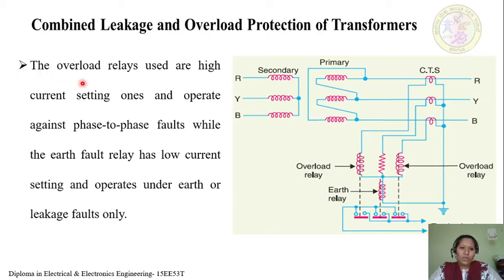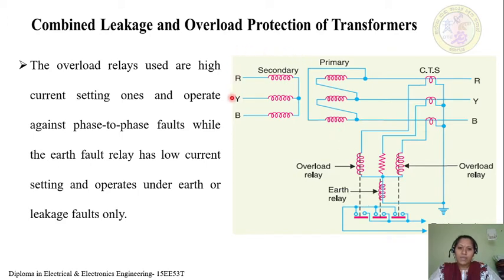Here the overload relays are of high current setting and operate against phase to phase faults, while the earth fault relay has low current settings and operates under earth or leakage faults only. So let me repeat the construction once again.